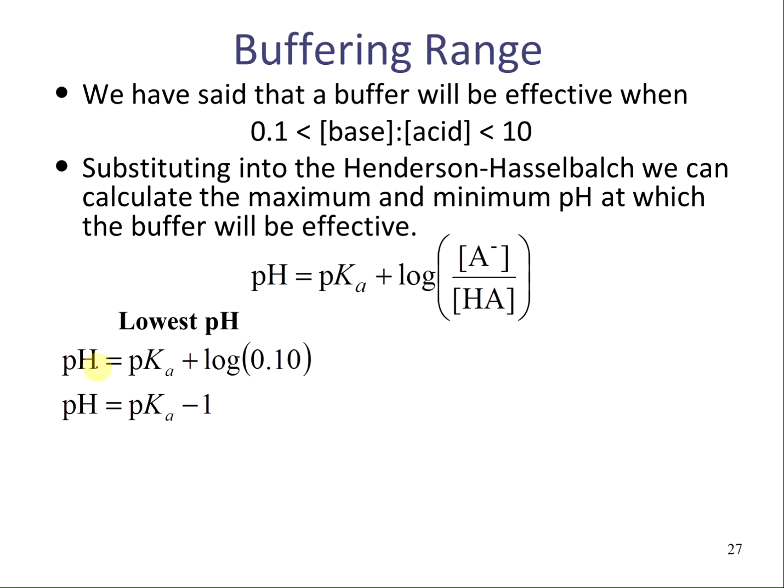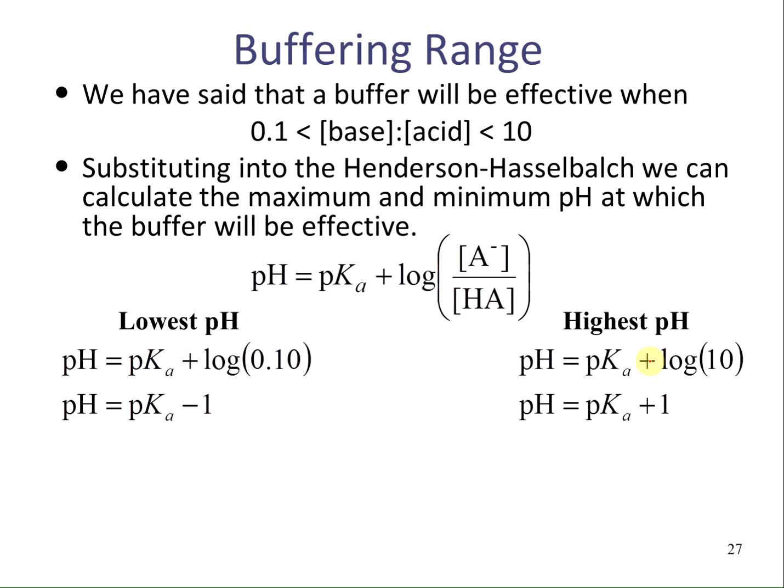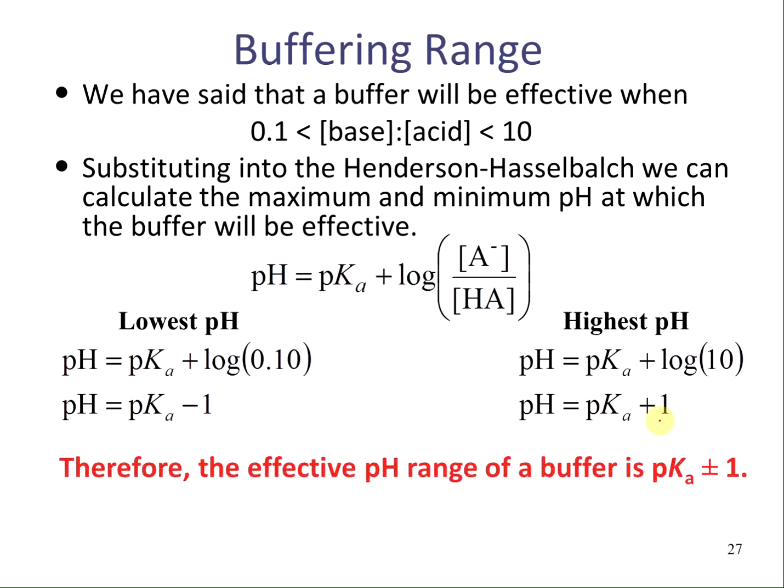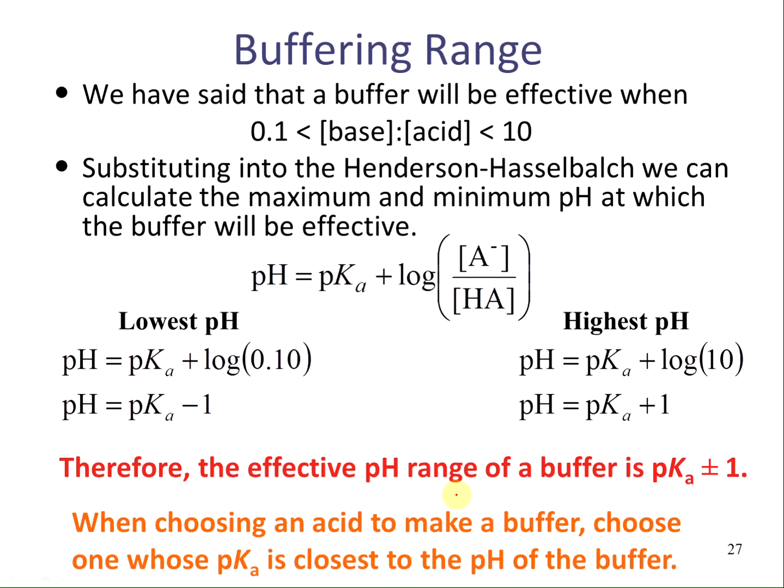When I plug this into my Henderson-Hasselbalch equation, the log of 0.10 is -1, so pH equals pKa minus 1. And at the highest pH, when that ratio is 10, the log of 10 is 1, so the pH equals pKa plus 1. Therefore, the effective pH range of a buffer is the pKa value plus or minus 1 unit. So when you're choosing an acid to make a buffer, choose an acid whose pKa is closest to the pH of the buffer that you want to make.